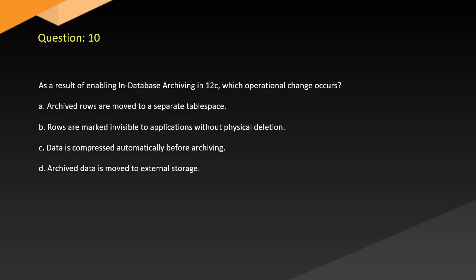Question 10. As a result of enabling in-database archiving in 12c, which operational change occurs? A. Archived rows are moved to a separate tablespace. B. Rows are marked invisible to applications without physical deletion. C. Data is compressed automatically before archiving. D. Archived data is moved to external storage.